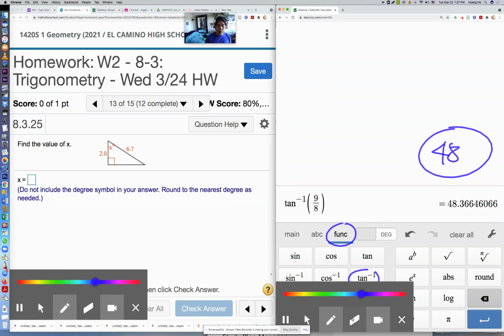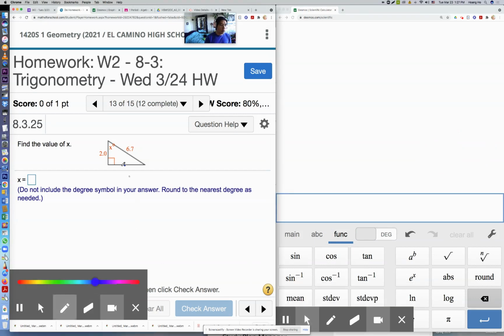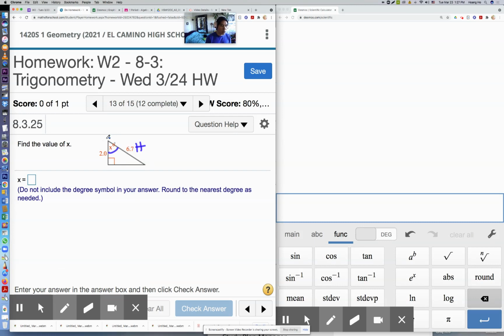So let me clear out my calculator over here first. So in this right triangle, the angle is right here. This is the hypotenuse, 6.7, that's the hypotenuse. Adjacent, that's a 2. Okay.